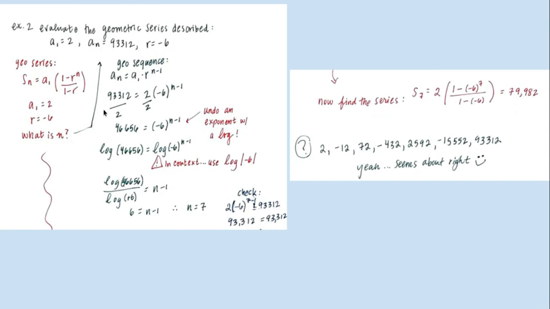So what is n? Going back to things that I already know from my formula sheet, a geometric sequence is found by taking a first term times a common ratio to the n minus 1 power. So a sub n is 93,312, a sub 1 is 2, r is -6, but I don't know what n minus 1 is. All right, well, clean out that 2.